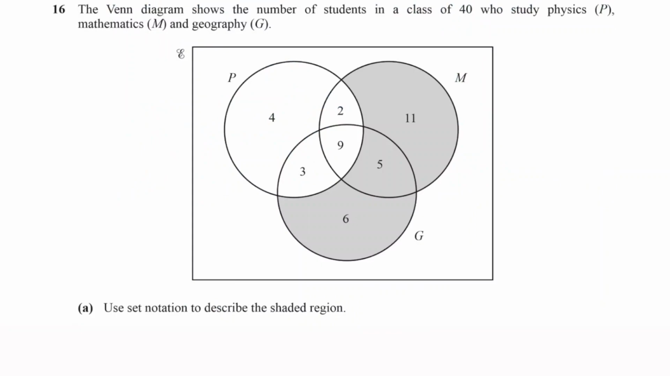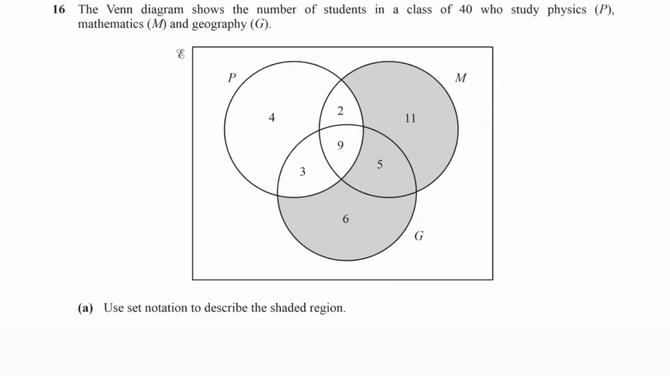Question number 16. The Venn diagram shows the number of students in a class of 40 who study physics, denoted by letter P, mathematics by letter M, and geography by letter G. Use set notation to describe the shaded region. So we have to use set notation to describe the shaded region. This is the shaded one, as you can see, the part that is shaded there. This one, this one, this one.